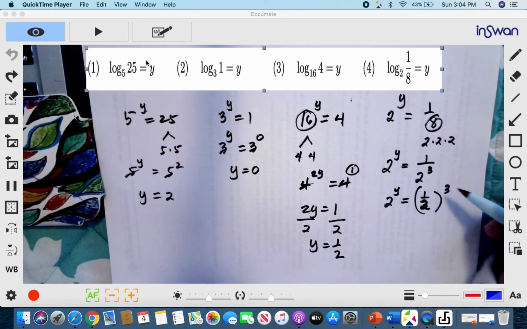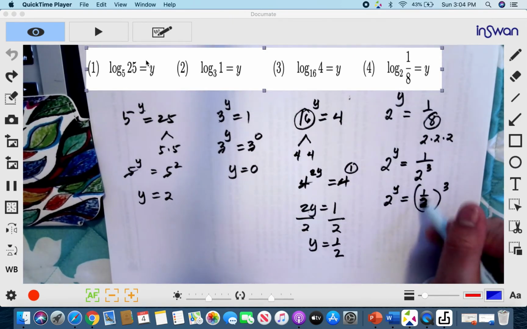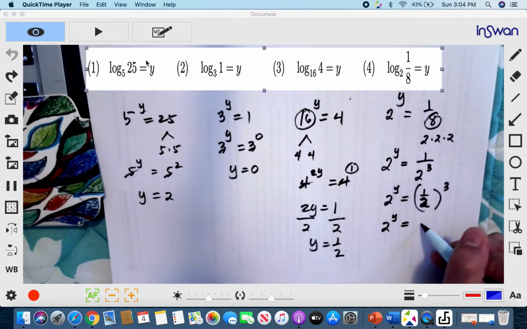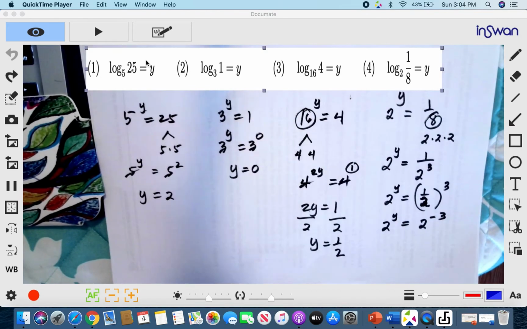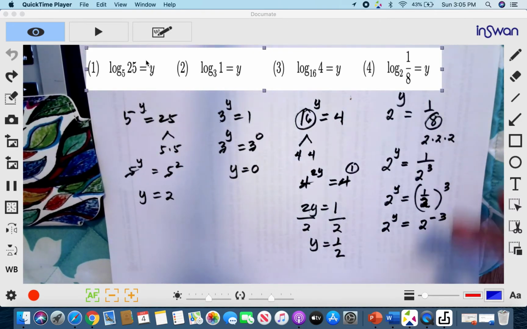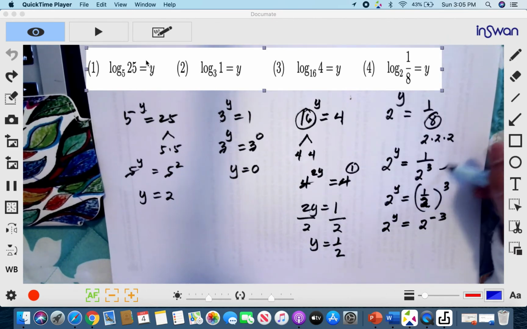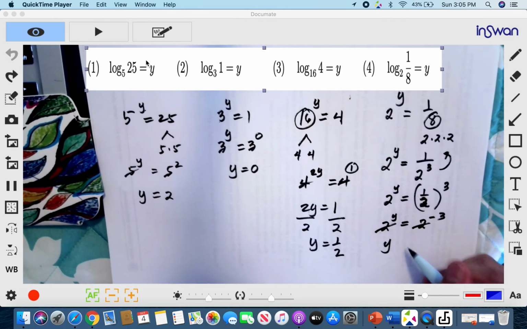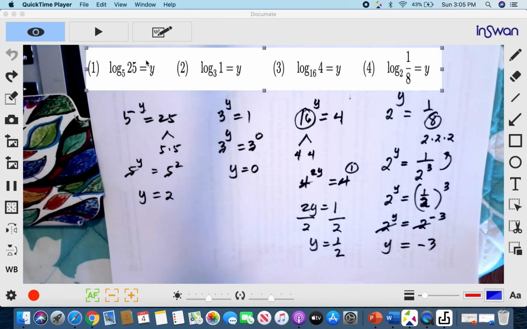In order for us to make the bases the same, we can reciprocate. And to reciprocate that, we need to make the exponent negative. Okay, because it's a law of exponents that when you reciprocate exponential expressions, you need to change the sign of the exponent. So if it's in the numerator, it's negative. In the denominator, it becomes positive. Because we reciprocated it, the exponent becomes negative. So therefore, y is equal to -3.